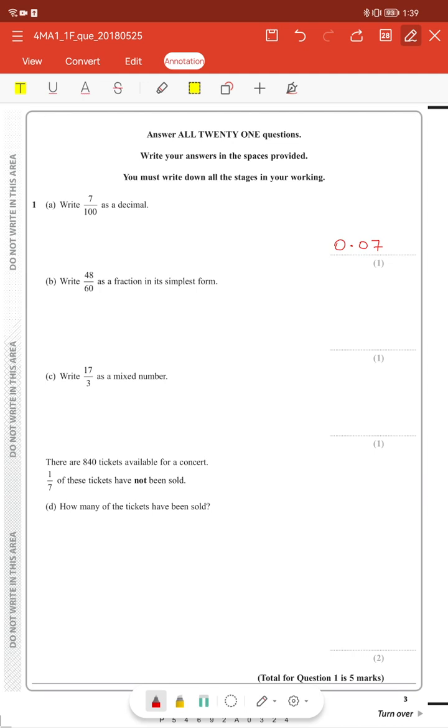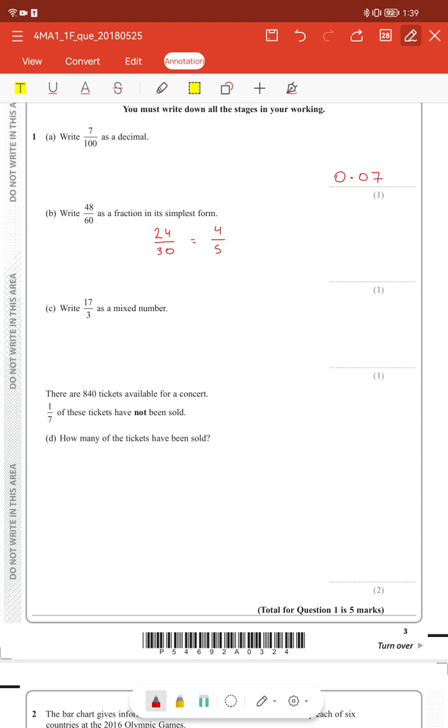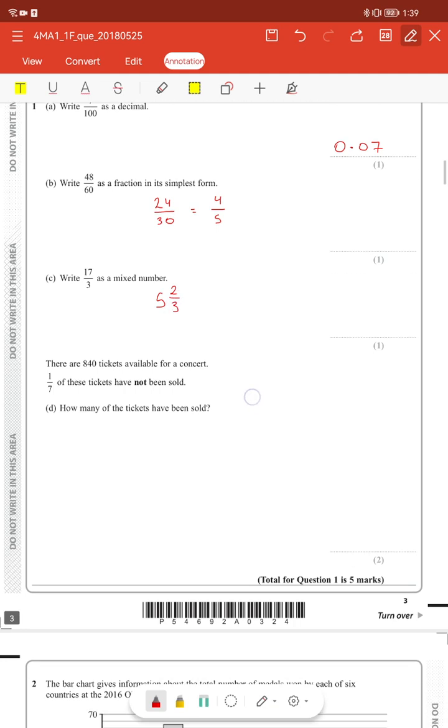So start off by dividing it by the simplest numbers. So divide both the numerator and the denominator by 2. And divide them again by 6. So you get 4/5. As a mixed number, well, how many times does 3 go into 17? It would go 5 times, and there'd be 2 left.